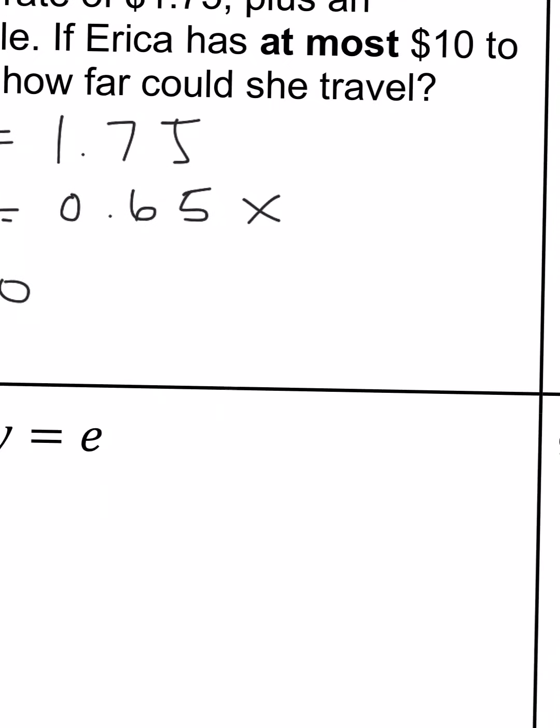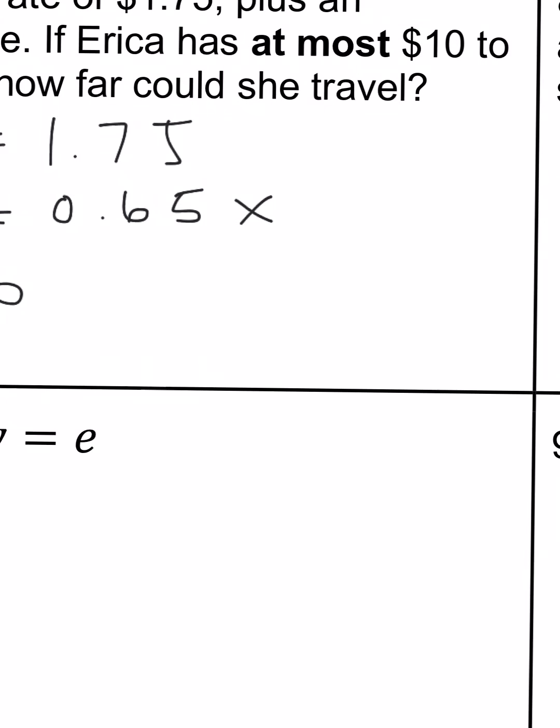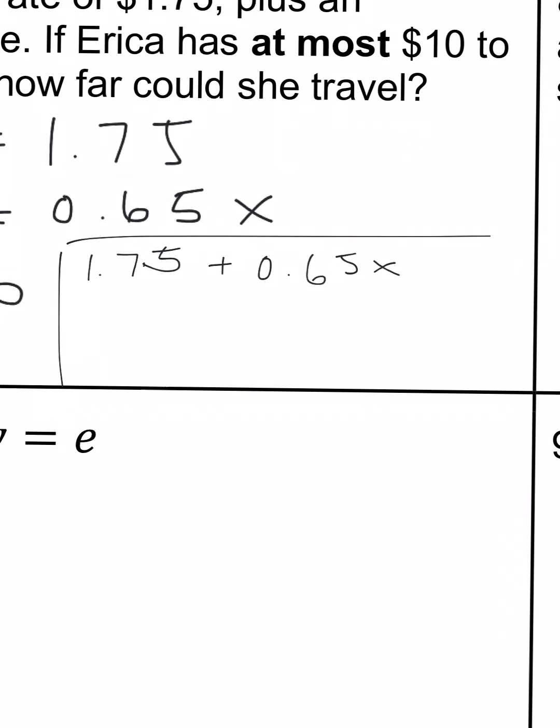So the equation to set up for this one, I'm going to go ahead and separate this real quick, would be 175 plus 0.65 X is less than or equal to 10. Okay? So she has at most that. So she can't go any higher than that. So this value for X that you're trying to find, the amount of miles that she can actually ride the cab, cannot go over 10. So it has to be 10 or less than that.